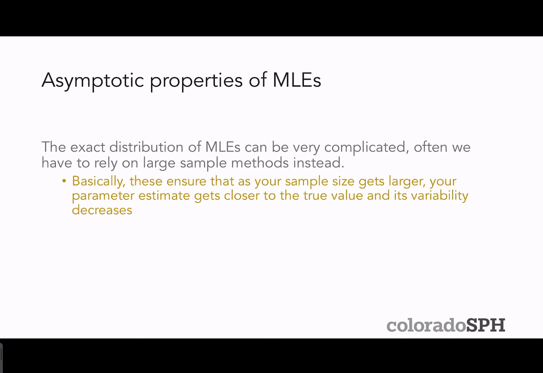So the exact distribution of maximum likelihood estimators can be very complicated. So often we have to rely on large sample methods instead of getting things like confidence intervals or variance of estimators directly. And these large sample methods ensure that as your sample size gets bigger, your parameter estimate based on the MLE gets closer to the true value and its variability decreases.